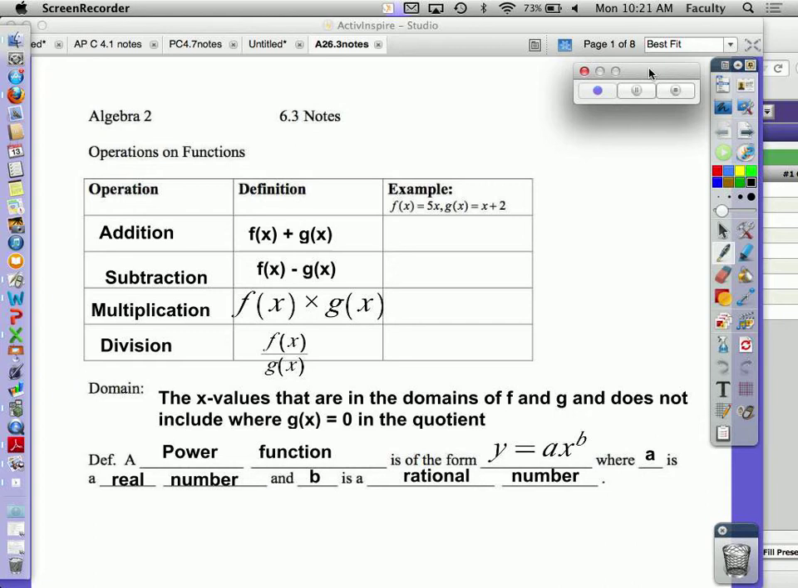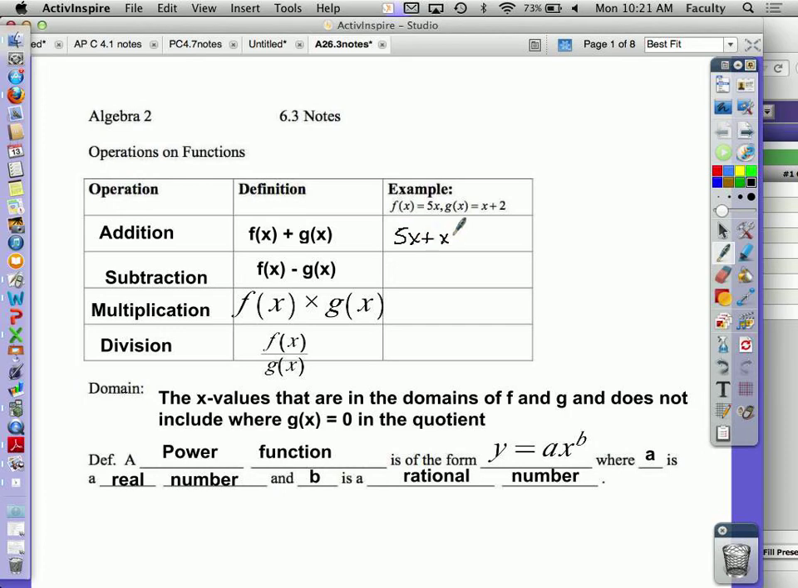So for addition, f of x plus g of x. If I have f of x is 5x and g of x is x plus 2, this is just going to become 5x plus x plus 2, and there are like terms.